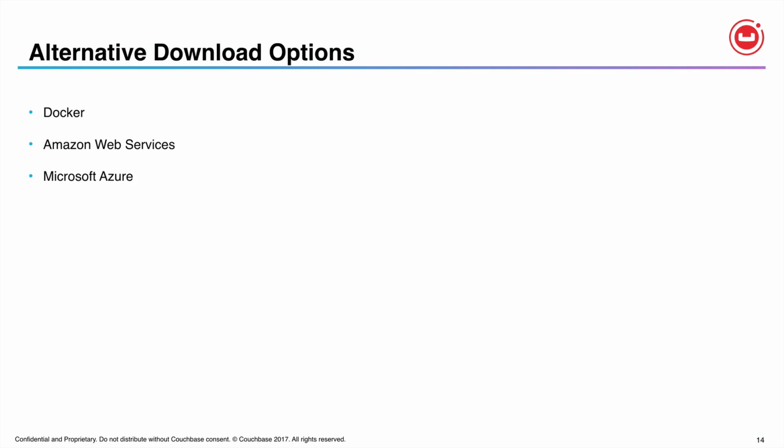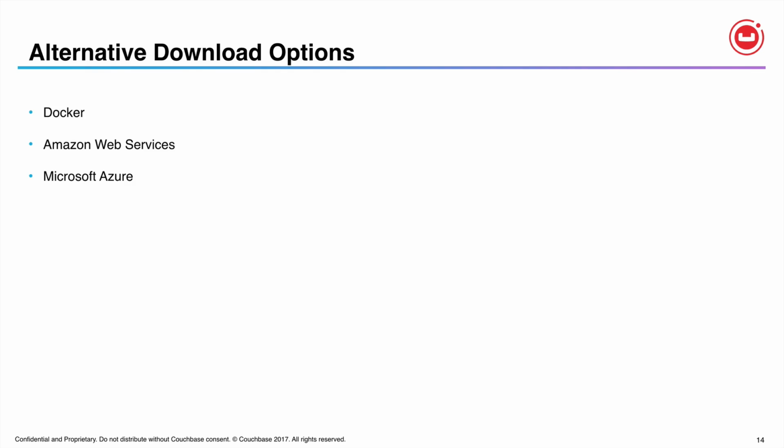The other options are you can use Docker, something that I use quite frequently, or you can use one of the cloud-hosted services like AWS or Microsoft Azure. And there's other ways that you can obtain Couchbase as well. Maybe you're using Ubuntu or some kind of Debian product. You could use apt-get. Maybe you're using Red Hat. You can use Yum. You can use whatever makes sense to you. It's very easy to get a hold of Couchbase Server.